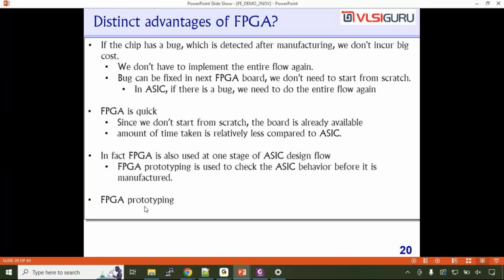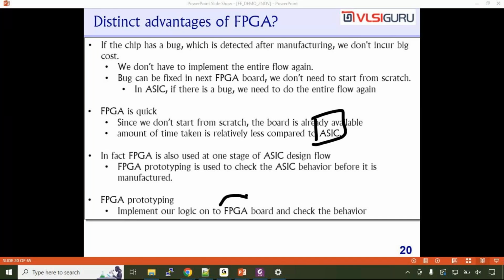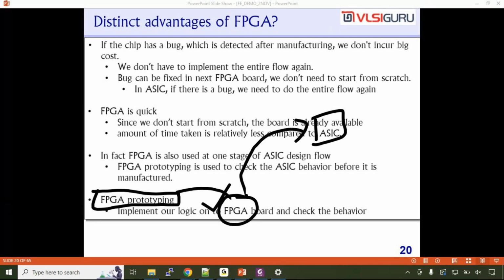What does FPGA prototyping mean? Implement the logic on an FPGA board and check the behavior. Before actually manufacturing the silicon wafer, you first try it on an FPGA board. If it works, then you go for manufacturing. This process is called FPGA prototyping.